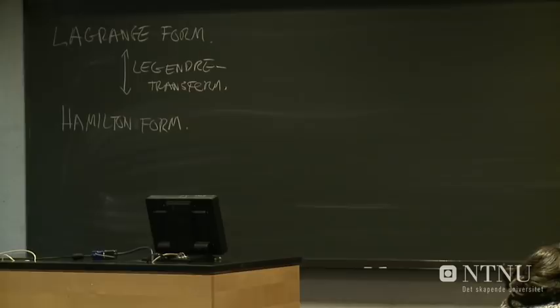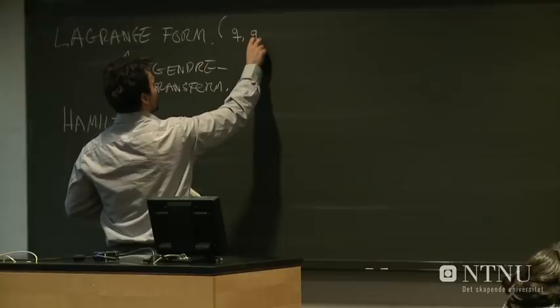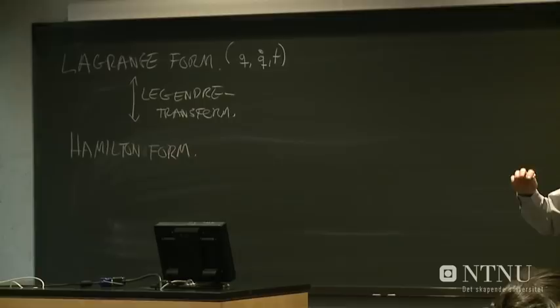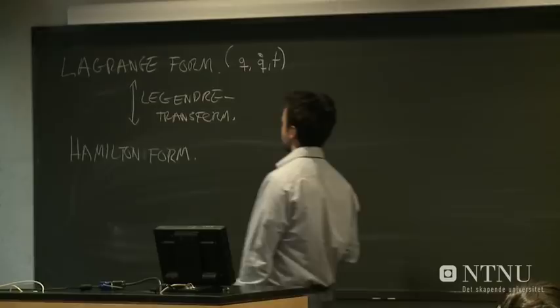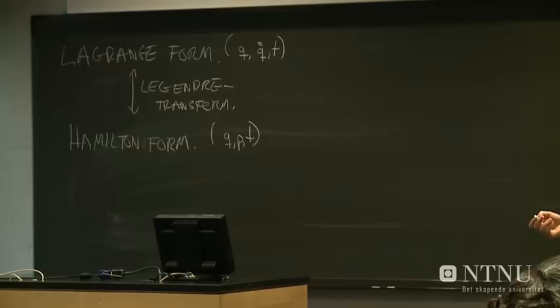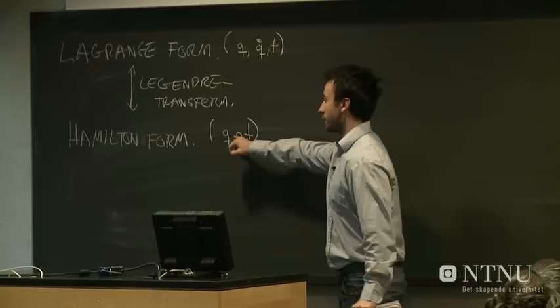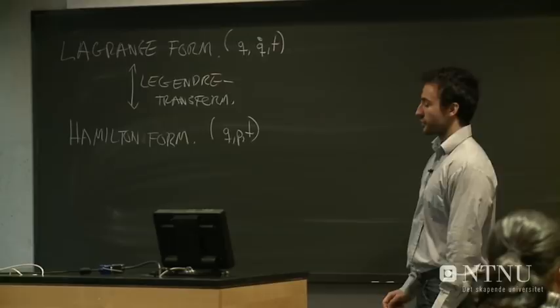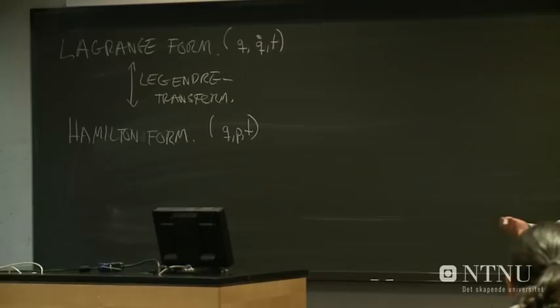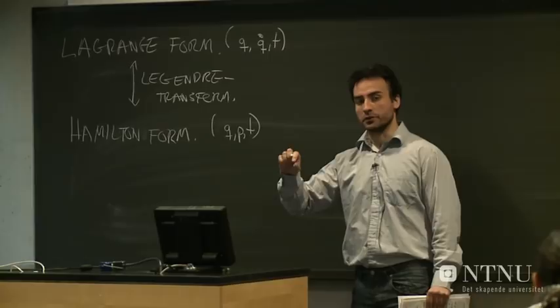Because in the Lagrange formalism, we operate with the generalized coordinate q, its time derivative q dot, and time as the descriptive variables. In the Hamilton formalism, we use the generalized coordinate q and the canonical momentum p associated with this generalized coordinate q, and time. And so the prescription to go from the Lagrangian to the Hamiltonian was to simply subtract the product of the two variables we wanted to interchange. So in fact, we subtracted the product between q dot and p in order to make this Legendre transformation.